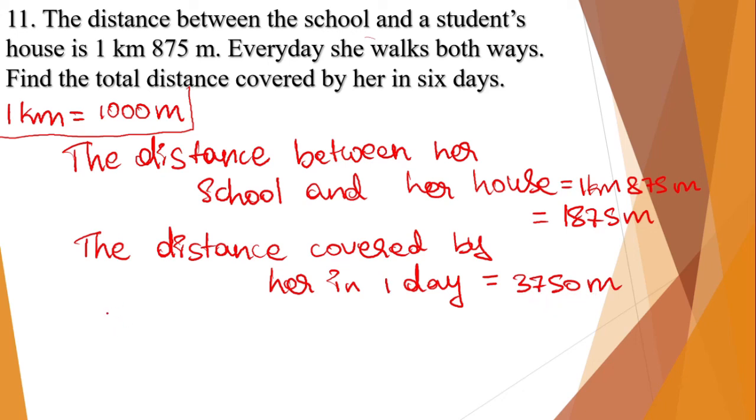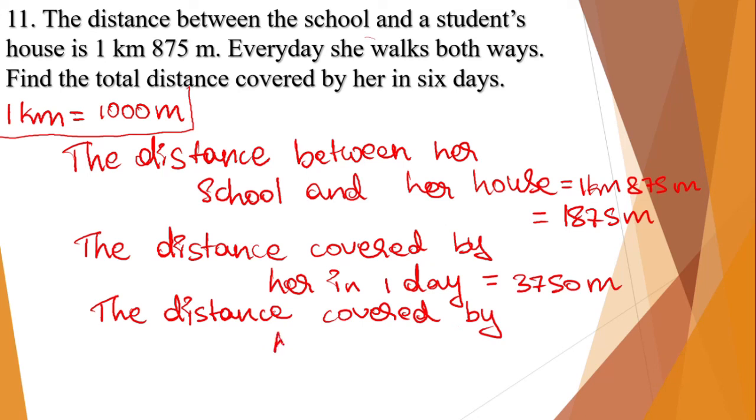Now the distance covered by her in 6 days will be. Now to find out that, we will do 3750 multiplied by 6.